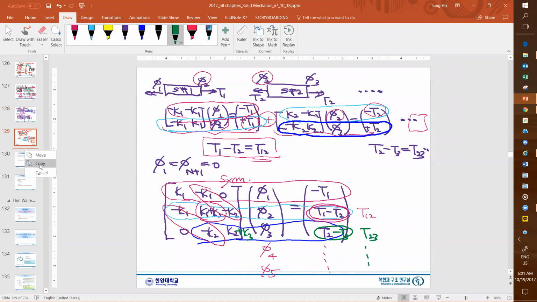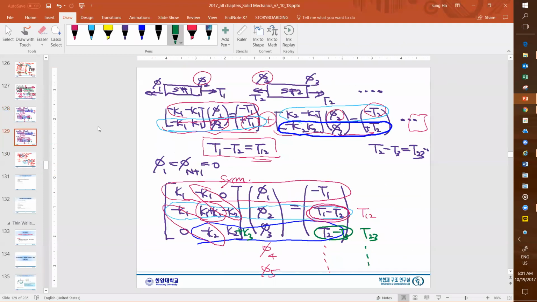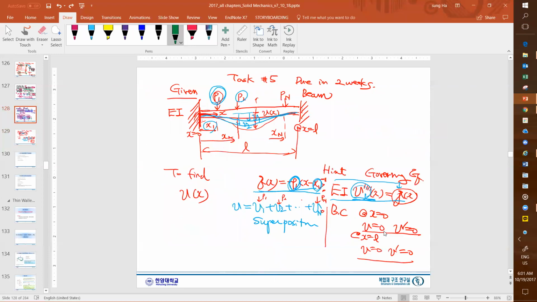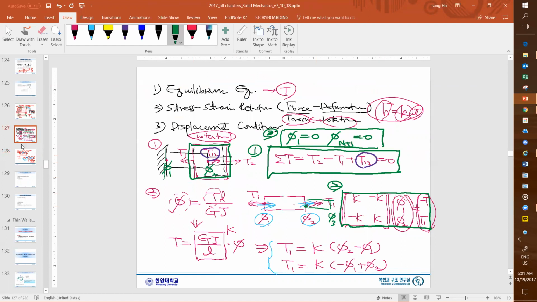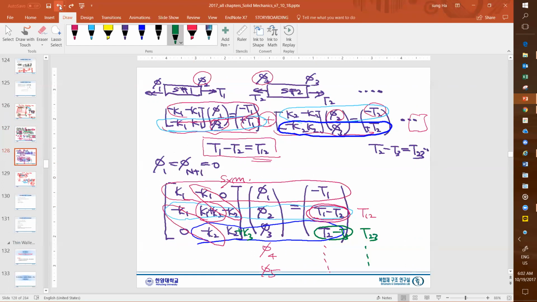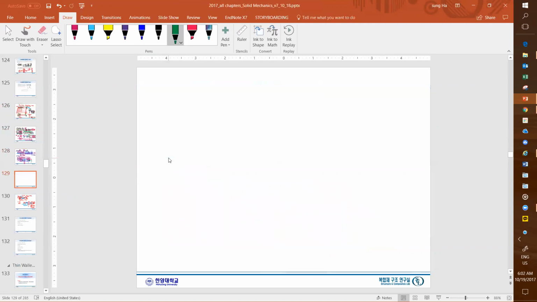Okay, so let's combine them. Okay, so we combine all of them. Here will be the final matrix form.